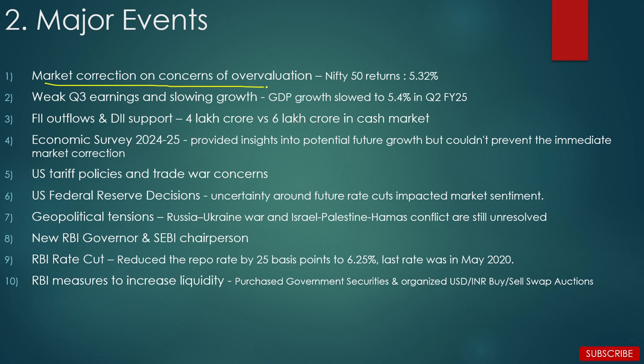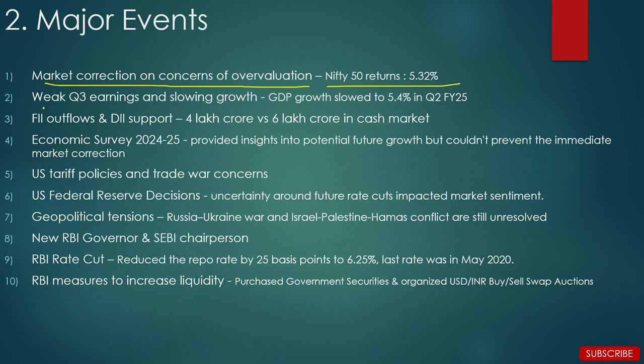First is the market correction on concerns of overvaluation. So it was quite clear by the second half of the financial year that the analysts feel that the Indian share market is overvalued, and the market showed significant corrections, especially from October to February 2025. So from October 24 to February 25, 5 months, Nifty gave negative returns every month. That was the first time it happened actually. The Nifty finally managed to give only 5.32% overall returns in the financial year.